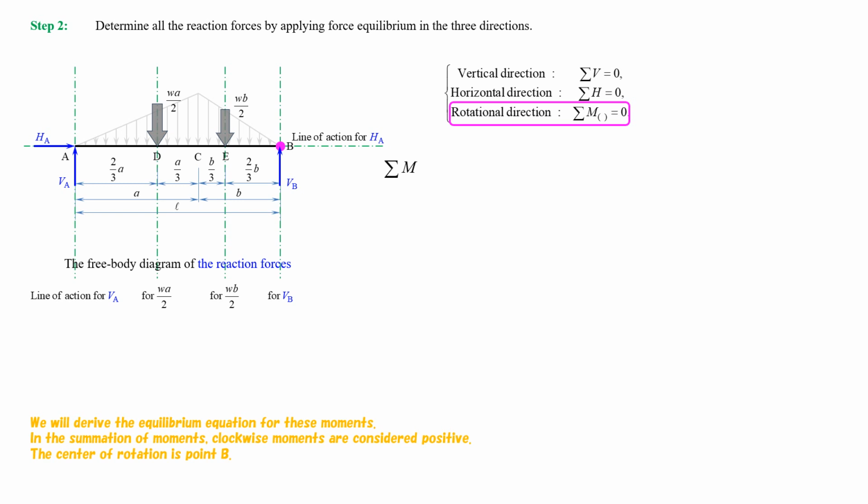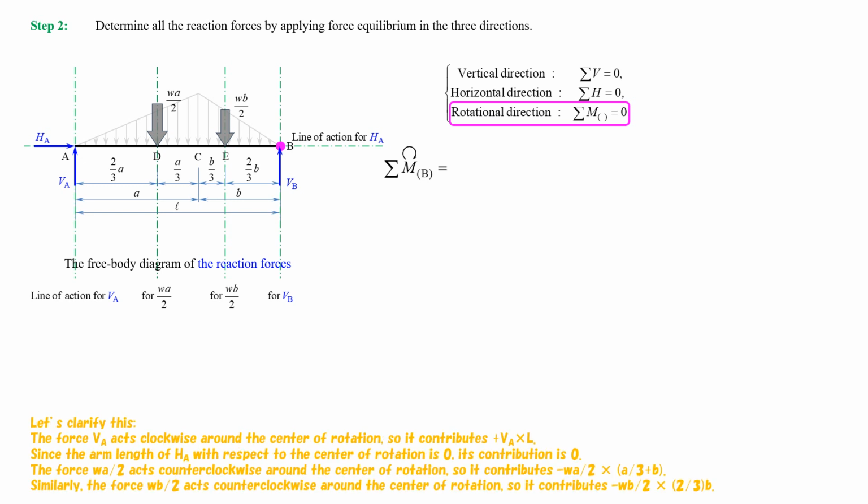In the summation of moments, clockwise moments are considered positive. The center of rotation is point B. Let's clarify this. The force VA acts clockwise around the center of rotation, so it contributes plus VA multiplied by L. Since the arm length of HA with respect to the center of rotation is 0, its contribution is 0.